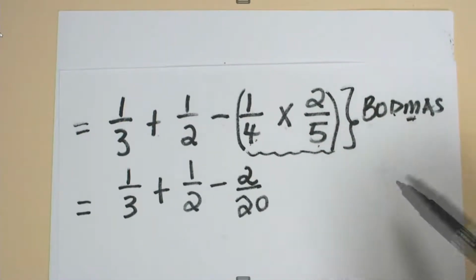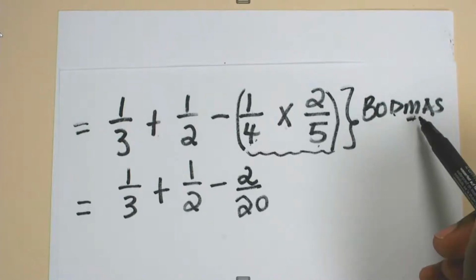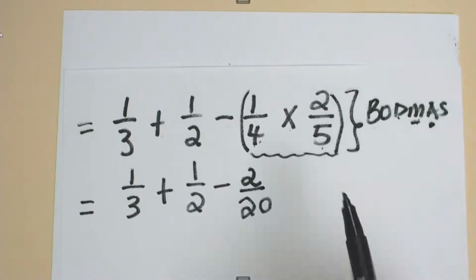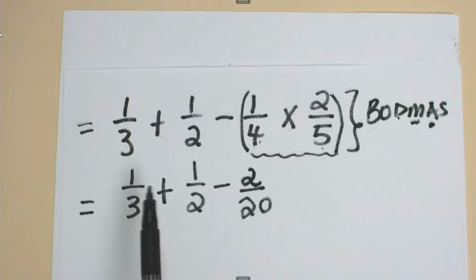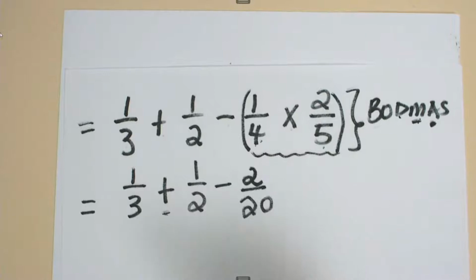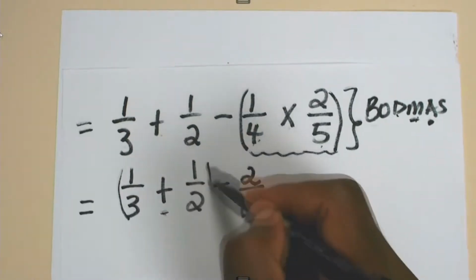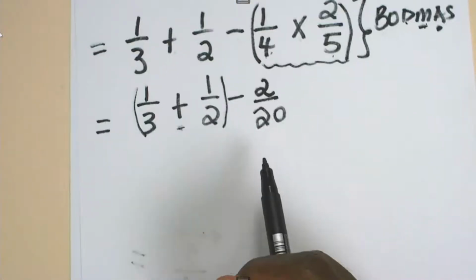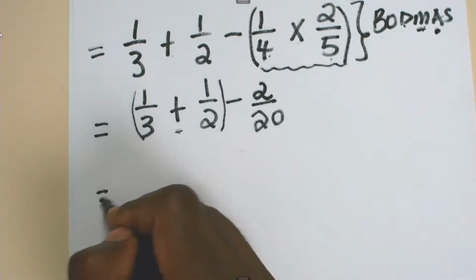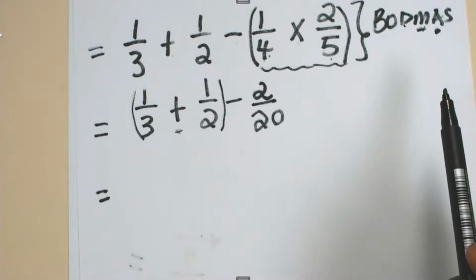BODMAS again. BODMAS says now, if you are done multiplying, now you have to what? Add. Now we check the fractions that are supposed to be added there. Do we have an addition sign? Yes, we do have an addition sign. Now we have to add. Again, you may put them inside the bracket. Now we are supposed to add these two fractions.